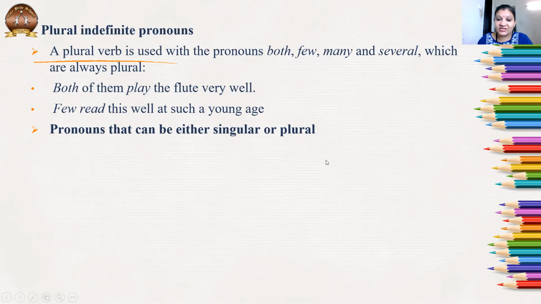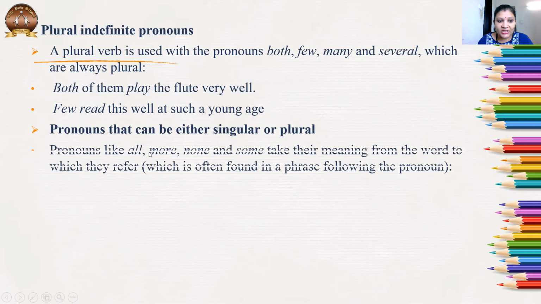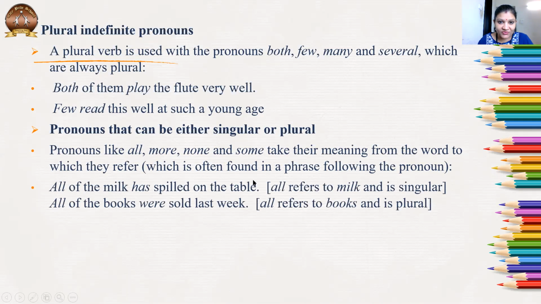Pronouns that can be either singular or plural. Let's go through the examples. Pronouns like all, more, none, and some take their meanings from the word to which they refer, which is often found in the phrase following the pronoun. They seldom come alone. They are always followed by a phrase.